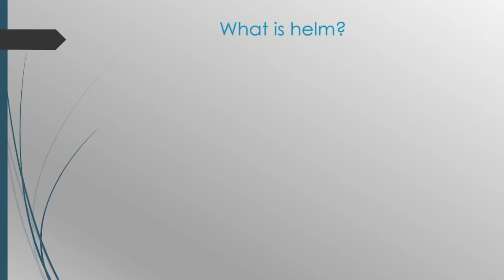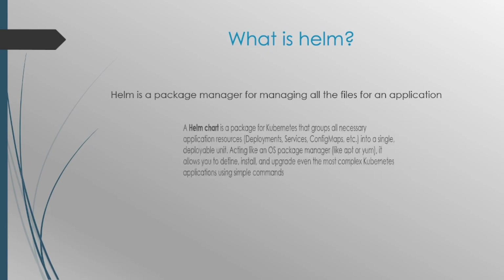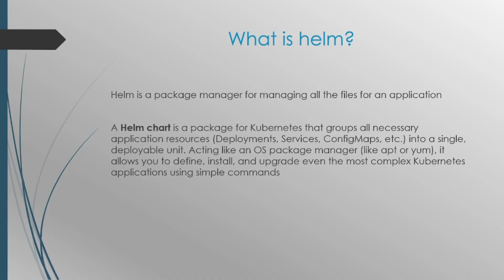First of all, what is Helm? Helm is a package manager for managing all the files for an application. In brief, a Helm chart is the package for Kubernetes that groups all necessary application resources such as deployments, services, config maps, etc. into a single deployable unit, acting like an OS package manager like apt or yum. It allows you to define, install, and upgrade even the most complex Kubernetes applications using simple commands.